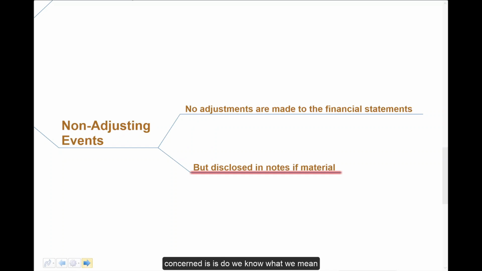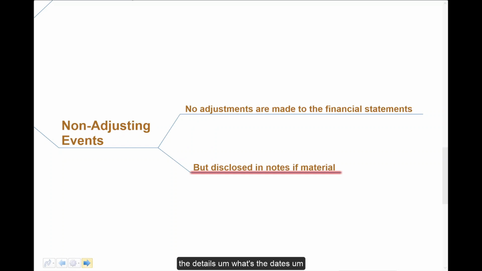What I'd be more concerned about is, do we know what we mean by disclosed in notes? And indeed, do we know how to disclose information? We'll see that towards the end of this particular mind map. But in essence, at this stage, let's just say that disclosure in notes simply means, in relation to this non-adjusting event, give the details. Give the details of this non-adjusting event. Do not put a journal in.